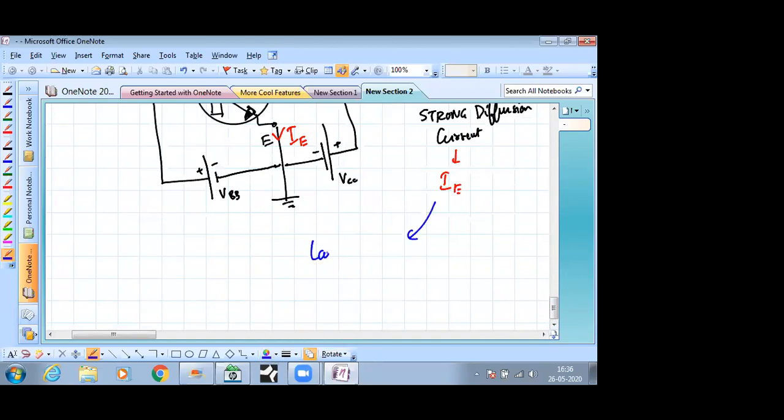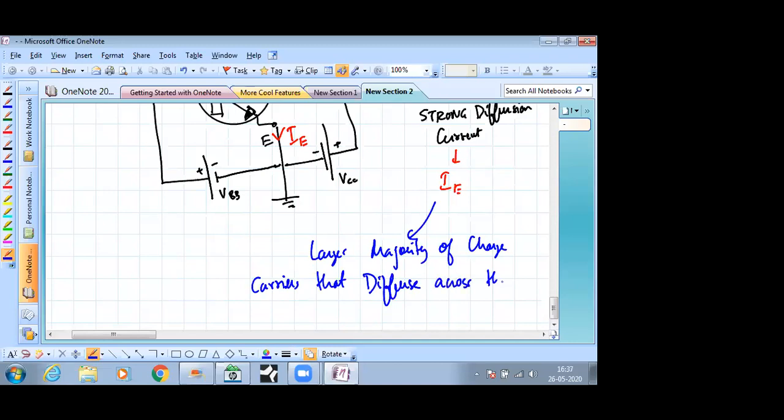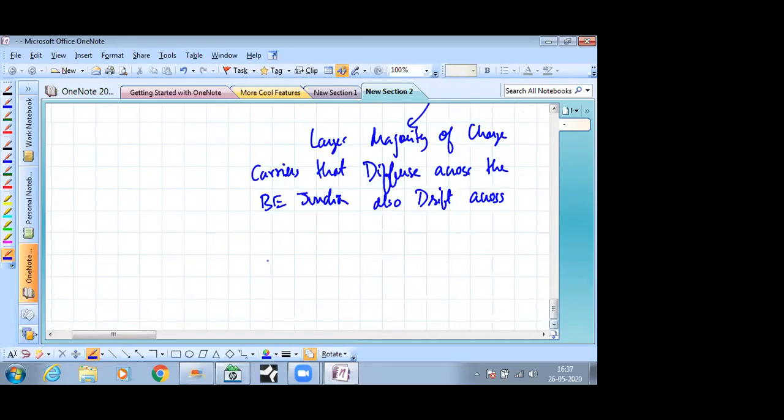So the large majority of charge carriers that diffuse across the base emitter junction also manage to drift across the collector base junction.